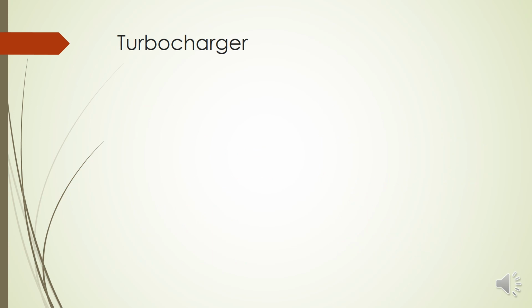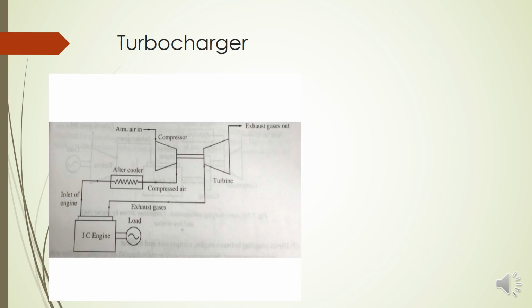See what a turbocharger is. So this is a block diagram or layout of a turbocharger. Just identify the difference from the previous figure. You can see here the compressor is there, the engine is there, but there is no connection between the compressor shaft and engine shaft. Then how is the compressor running? With the help of a turbine. That is why it is known as a turbocharger.